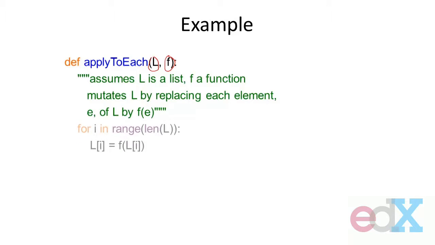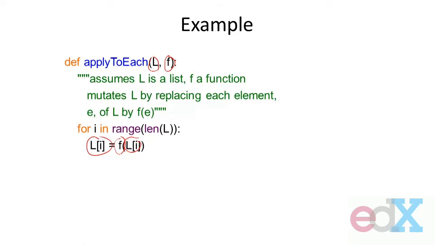Okay? So the code doesn't look too bad. I've got a little loop where i is walking from 0 up to the length of the list, or 1 less than the length of the list. It's going to get all of the elements of the list. And what am I doing? I'm going to get the ith element of the list. I'm going to call F on it. And then I'm going to change that ith element of the list to be that value.